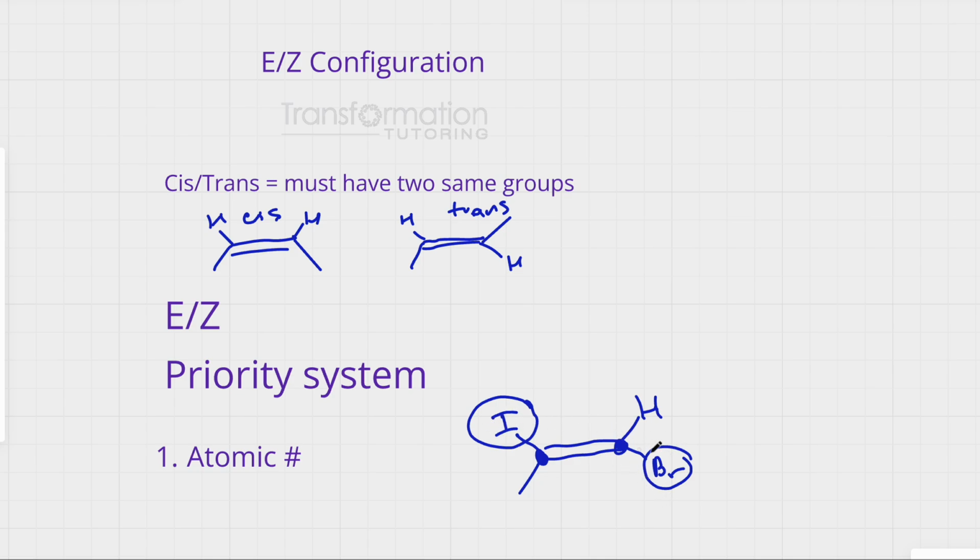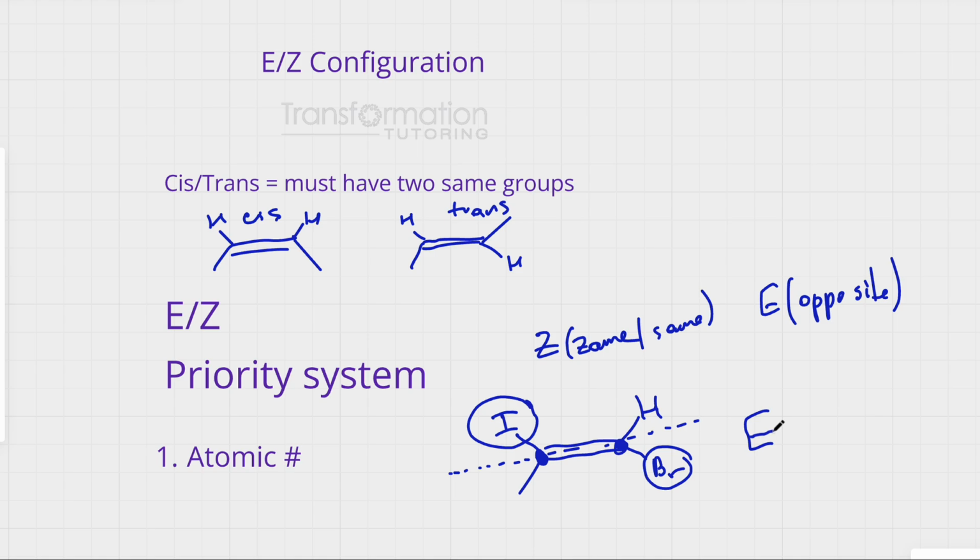Now that I have circled my bigger groups, I'm going to assign the E or Z configuration. Z is when I have the two big groups on the same side of the double bond. The way you can memorize it is Z is zame, same. That rhymes. So if it's on the same side, this is Z. And if it's on the opposite side, this is going to be E. So let's go ahead and check. In order to check, you can put a line through the double bond and see if the two groups are on the same side or opposite sides. You can see here they're on opposite sides, so this would be E.